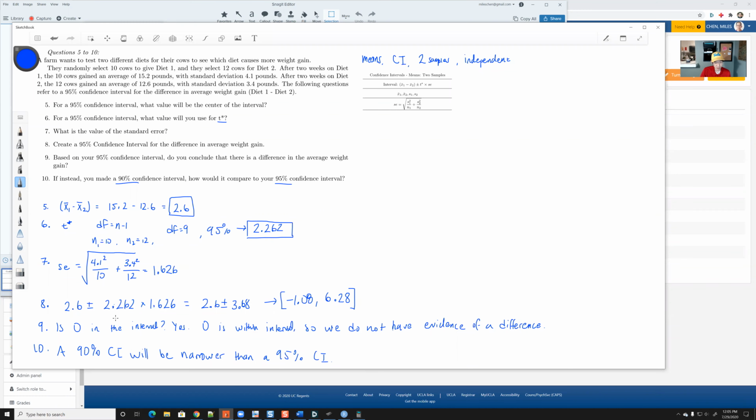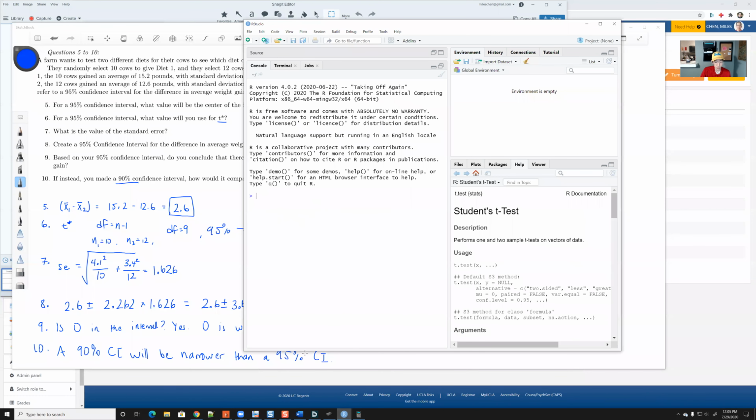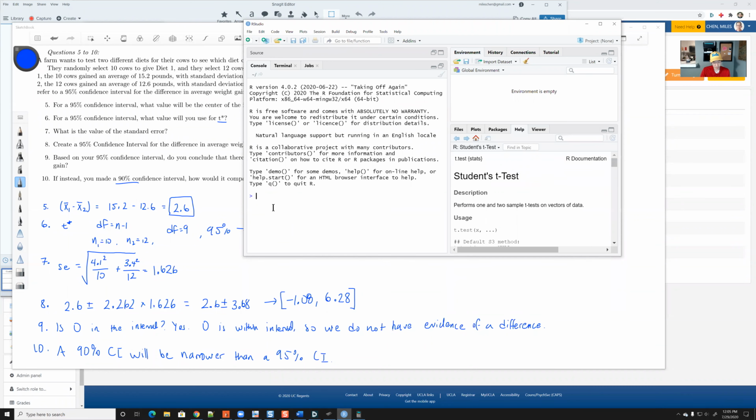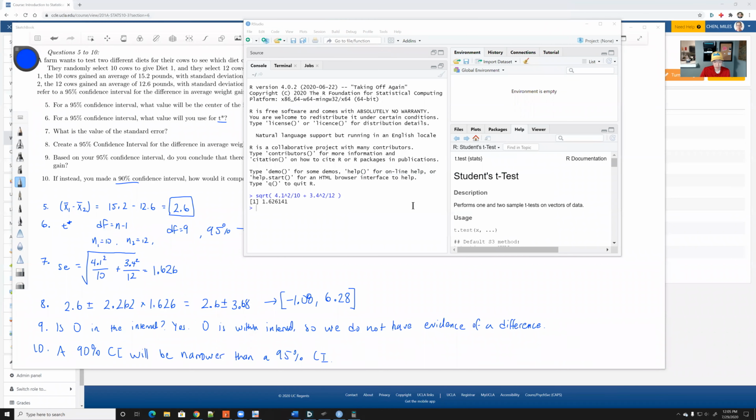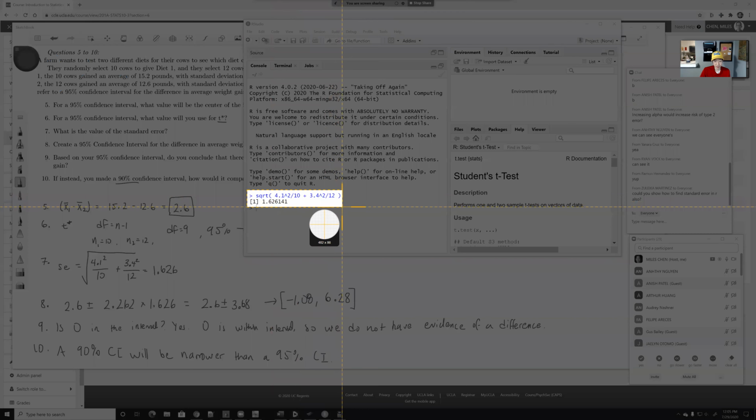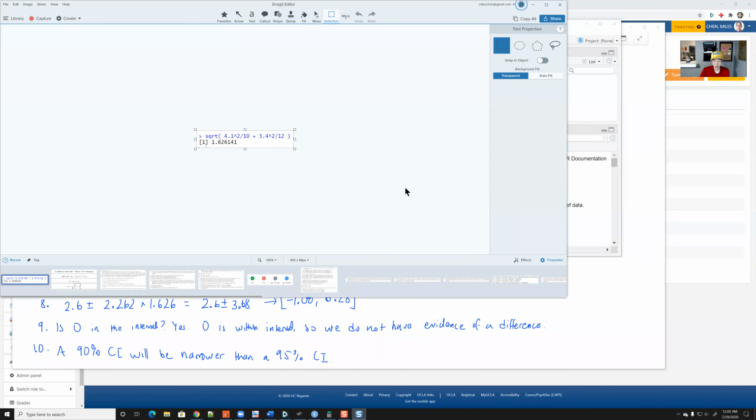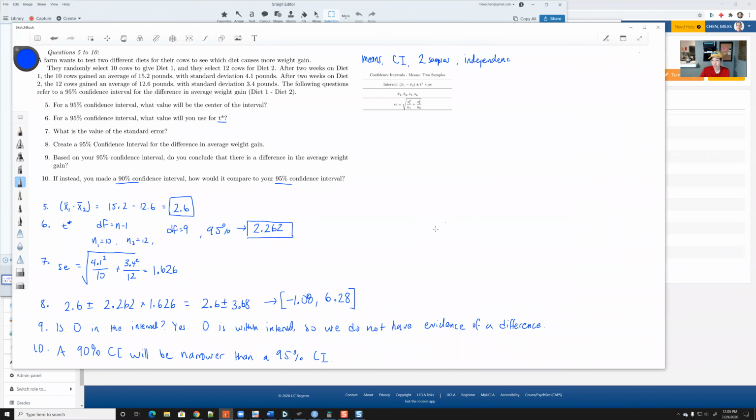Okay, can I show you how to do this calculation in R? Sure, we can do it in R as well. There's all sorts of ways you can do this, but you can do square root. Inside the square root, I'm going to do 4.1 squared divided by 10 plus 3.4 squared divided by 12. You can just type that in for the square root. Okay, so we get basically the same answer there.